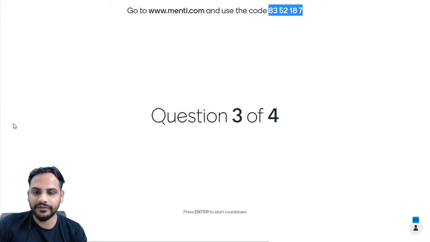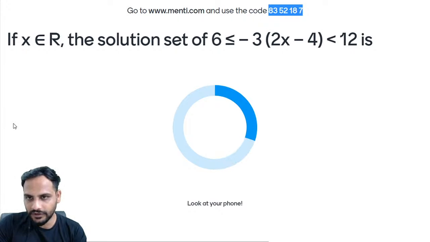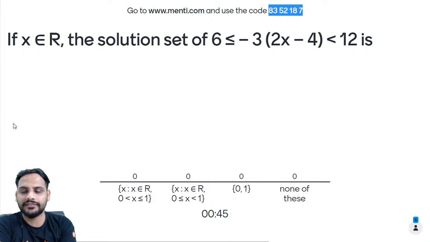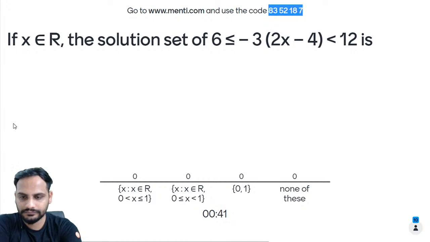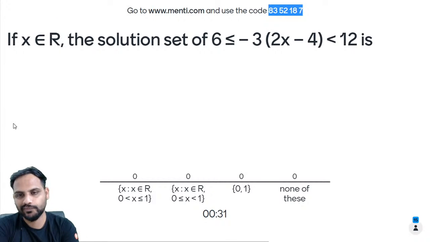Question number 3 coming your way is this. Be very careful before you answer. X belongs to real numbers, solution set of this. What will be the solution set of this? You can solve this together as well, you can solve this separately as well, whatever you like. Last 10 seconds, be quick.